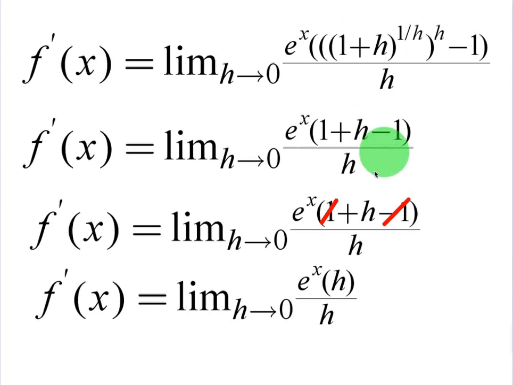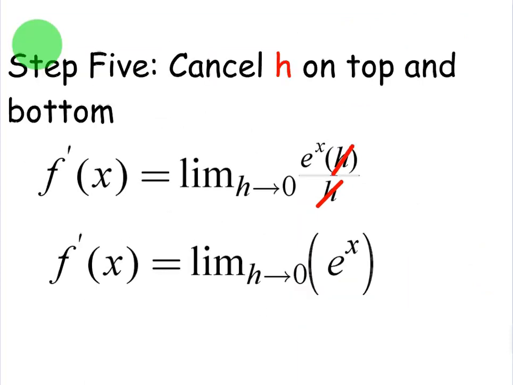And then guess what? Now the 1's cancel, so now you're left with e to the x times h, which is beautiful, because now we can cancel the h's, which is our next step. Step 5, cancel the h on the top and bottom, so those h's cancel. So now we just have f prime of x is equal to the limit as h approaches 0 of e to the x.